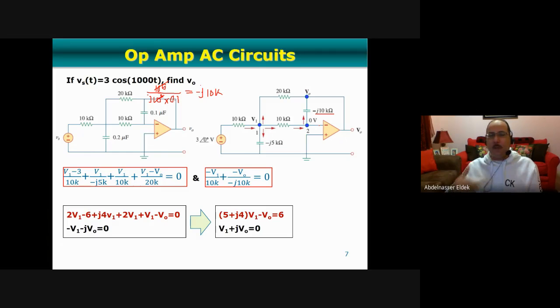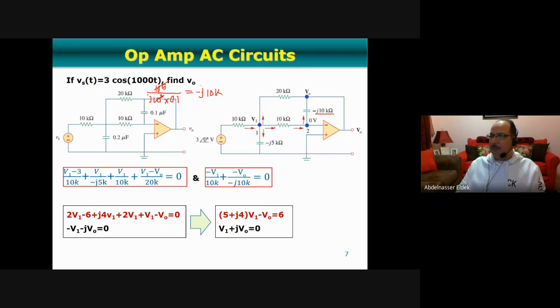The other one will be 1/2 of it, 0.2 microfarad. It will be negative j5k. Why? Because you divide by c in 1 over j omega c. Here we doubled c, from 0.1 to 0.2, so we decrease the impedance by half. Or you can just calculate it, 1 over j omega c, with 1000 and c equal to 0.2 microfarad. Now we are ready to solve this problem.